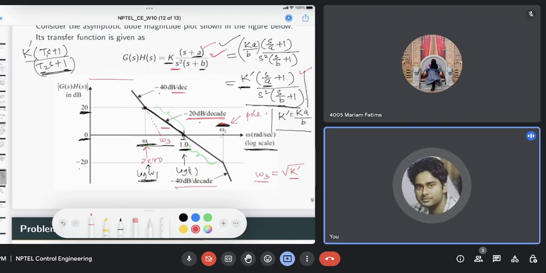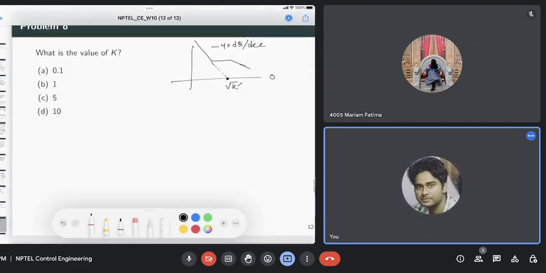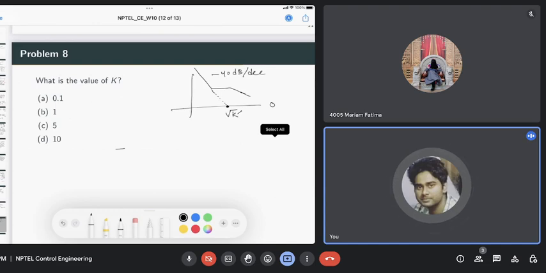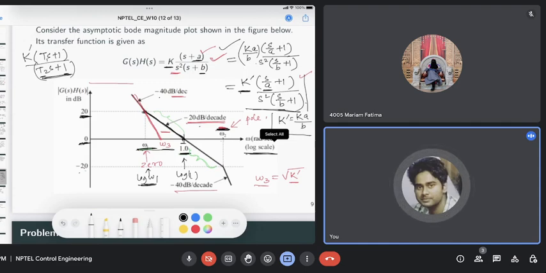So how to find this omega 3? Again, we just consider this line, minus 40 dB per decade, which is going to intersect the 0 dB line. For that we will write the slope equation again. For this case our slope is minus 40 dB per decade, as you can see on this red line, which we have extended to intersect with the 0 dB line. One point is 20, 0, and the corresponding points are log omega 1 and log omega 3, right?